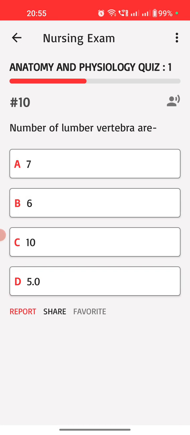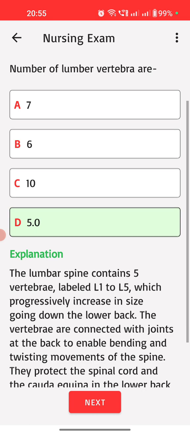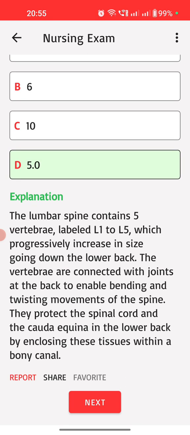Number of lumbar vertebrae are. A. 7, B. 6, C. 10, D. 5. Correct answer. The lumbar spine contains 5 vertebrae, labeled L1 to L5, which progressively increase in size going down the lower back. The vertebrae are connected with joints at the back to enable bending and twisting movements of the spine. They protect the spinal cord and the cauda equina in the lower back by enclosing these tissues within a bony canal.